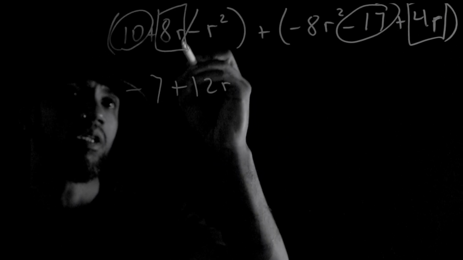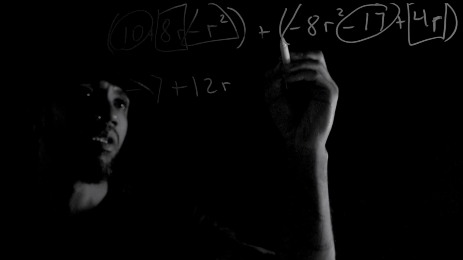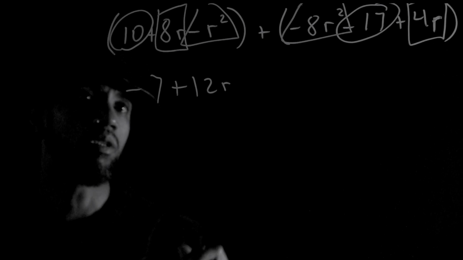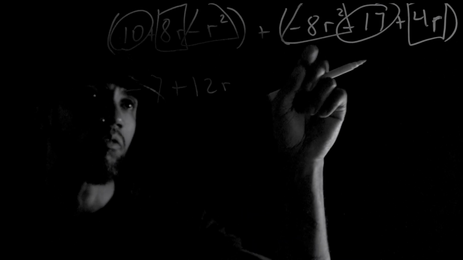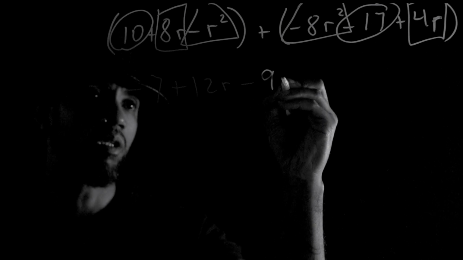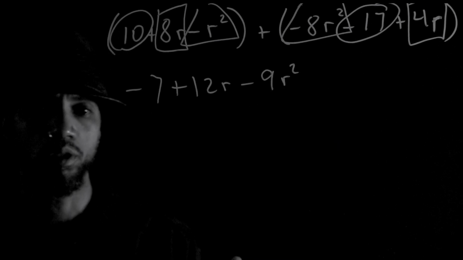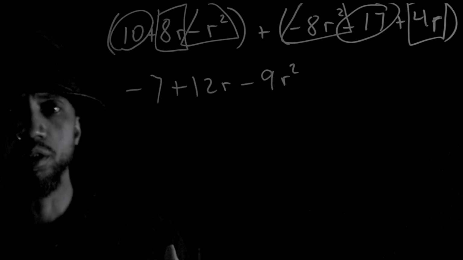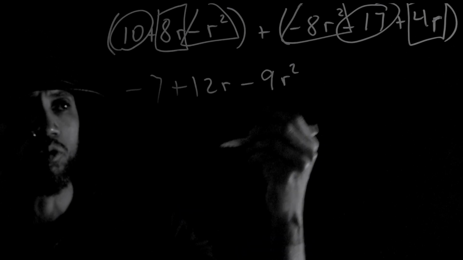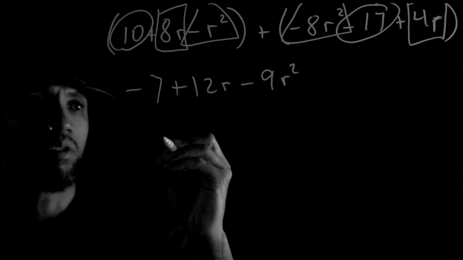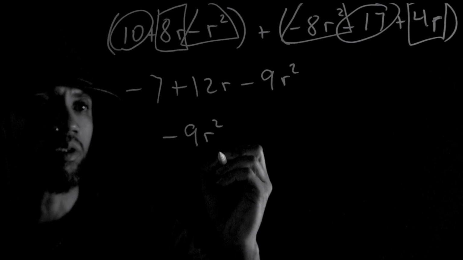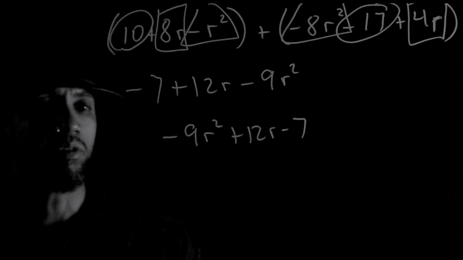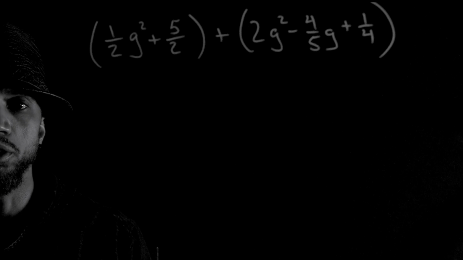Okay, what else do we have? Okay, we have an R squared term, another R squared term. Okay, great. So what do we get when we put that together? We have a negative R squared and a negative 8R squared, which is a negative 9R squared. Okay, and the only thing I'm going to do now is that if you did write it backwards like this, or you just wanted to write it in standard form, which means the greatest degree goes first, so this would be negative 9R squared plus 12R, and then minus 7.